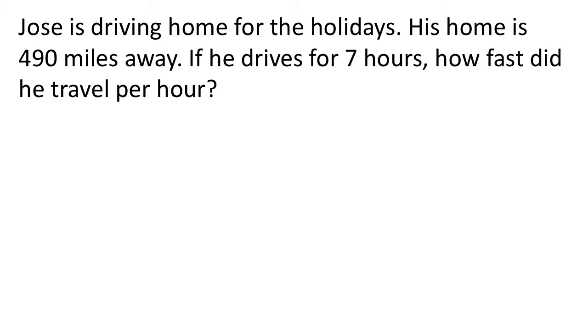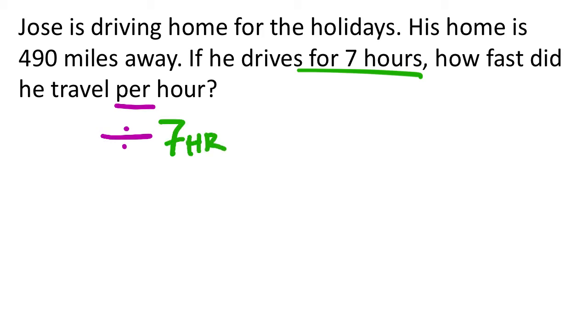And on this one, Jose is driving home for the holidays. His home is 490 miles away. If he drives for 7 hours, how fast did he travel per hour? So that would be miles per hour. There's the per. That sounds weird, but the word per indicates we're using division. Per hour specifically, we're dividing by the hours, which was 7 hours.